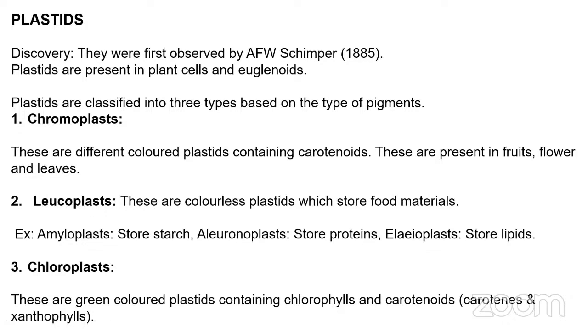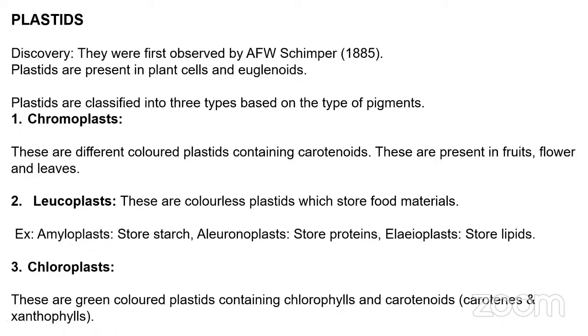are colorless plastids, and the main function of these plastids is to store food materials. Examples of these plastids are amyloplast, amylo being related to starch, so amyloplasts store starch; aleuroplast, which stores protein; and elaioplast, which stores lipids. So these are the three basic types of leucoplast.